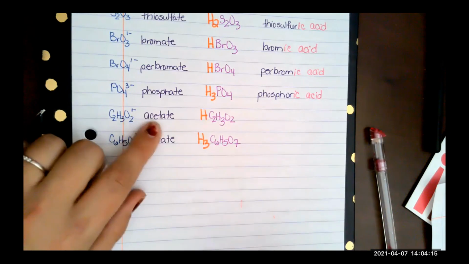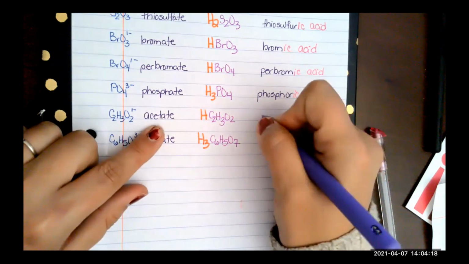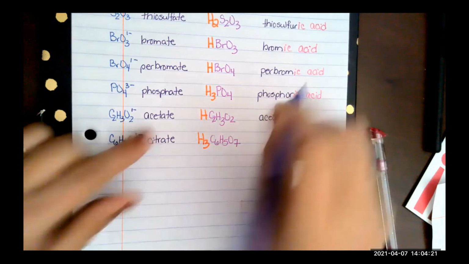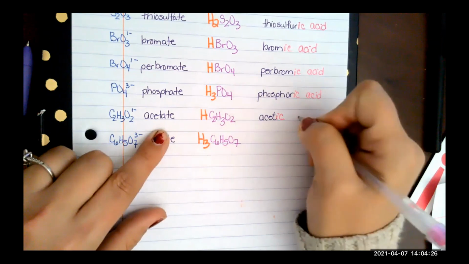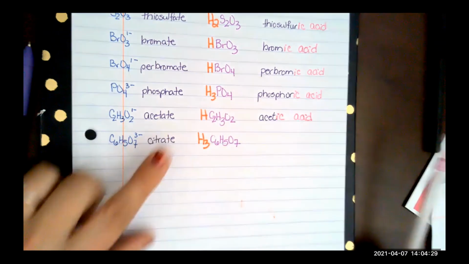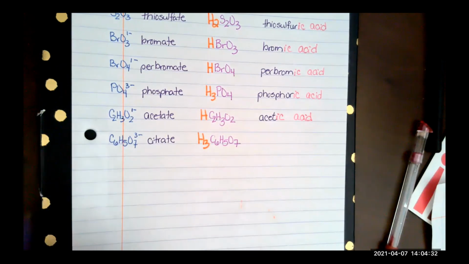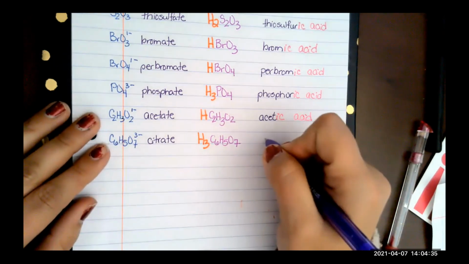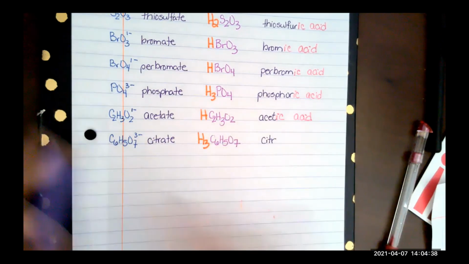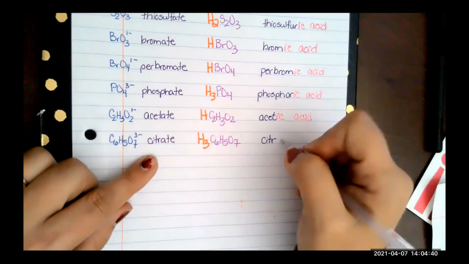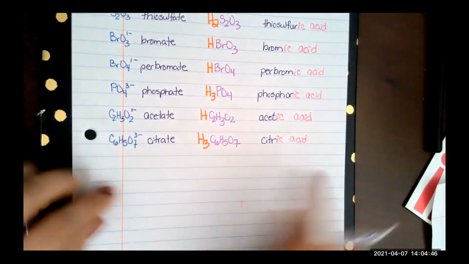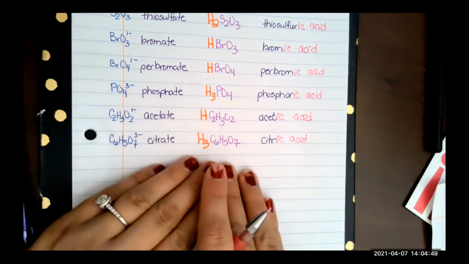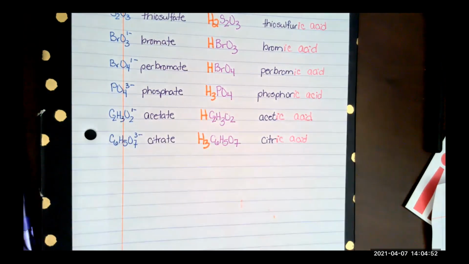Acetate, you write everything up to the ate, so it's ACET, and then you take that ate and put IC, so it becomes acetic acid. And finally for citrate, you write everything up to that ate, so it becomes CITR. Then you take that ate, put IC in, so it becomes citric acid. And this is how you go from a polyatomic to a balanced acid to an acid name using your polyatomic roots and for naming oxyacids. Thank you.